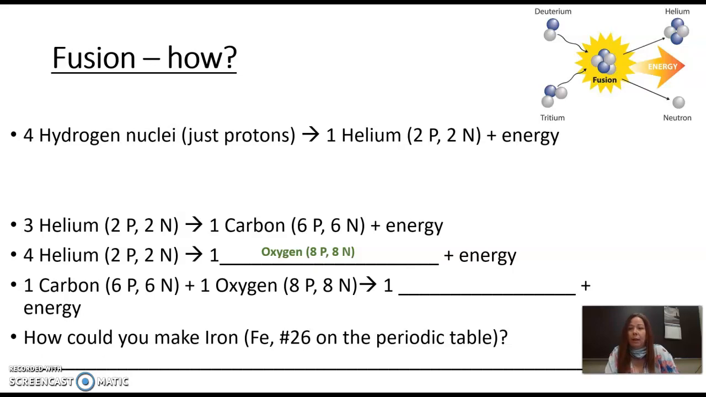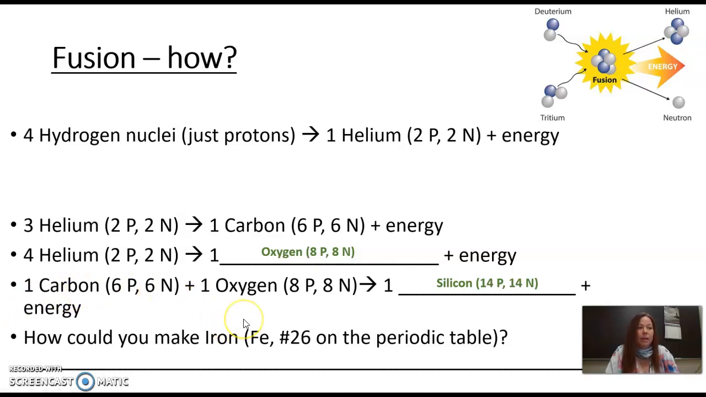Now if we have a carbon, which has 6 protons and 6 neutrons, and an oxygen, which is 8 protons and 8 neutrons, we end up with 1 silicon atom. And of course the energy as well.